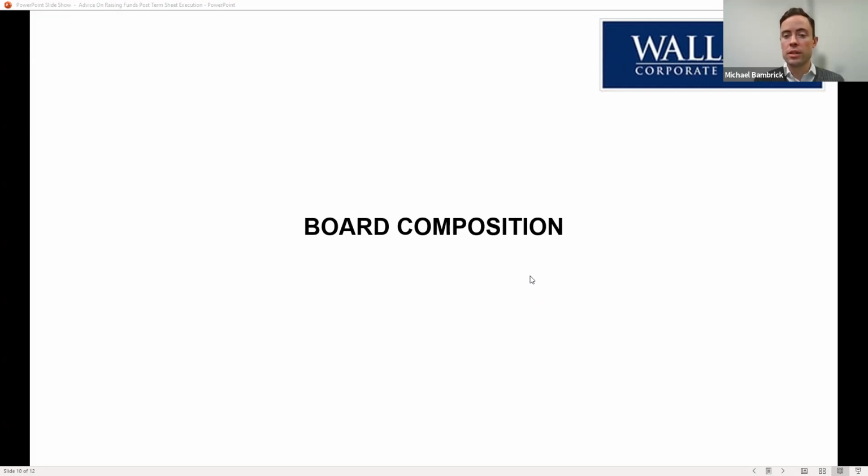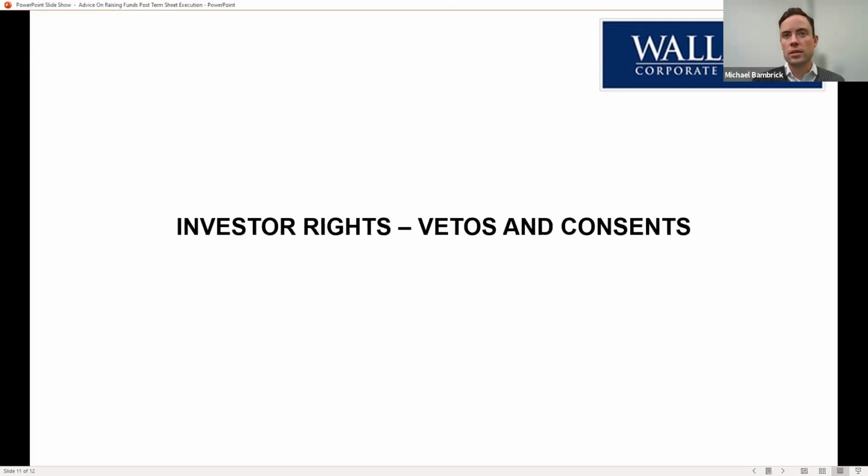Board composition is definitely something to agree at term sheet stage, and it's just reflected then in the transaction documents when they're negotiated. So I think that's it from us then, unless there's any questions.